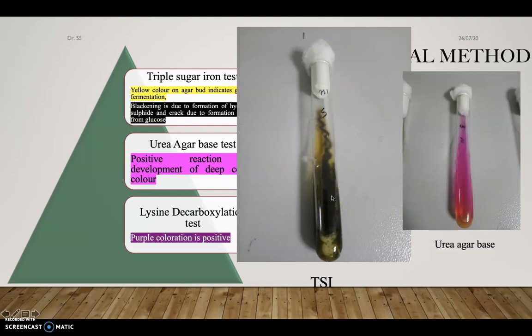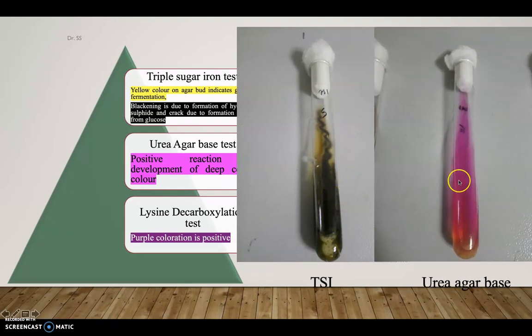Okay, in urea agar base, there is a formation of cerise, that is pinkish red color. So it showed the positive result for Salmonella. And sorry, we couldn't produce the photos for the lysine decarboxylation test in this video. So in the next video I'll give that.